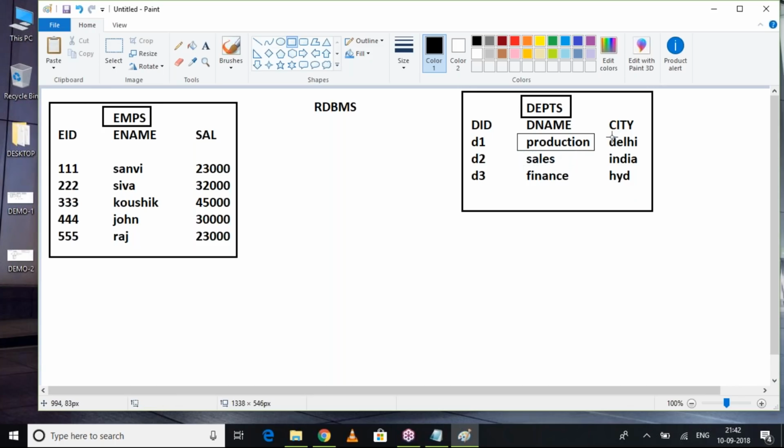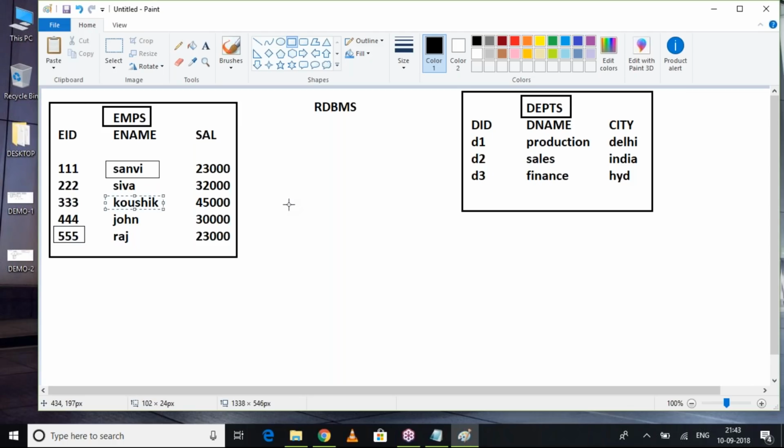Okay. Let me take another example. Come to EMP table. These are employees. Under which department is this employee working? Don't know. What is the working location of 555? We don't know. What is the department name of Kaushik?